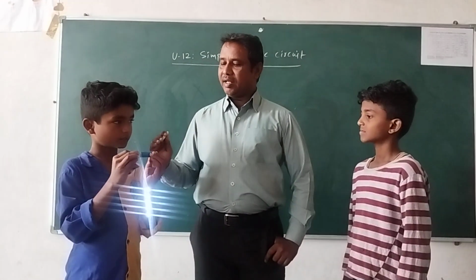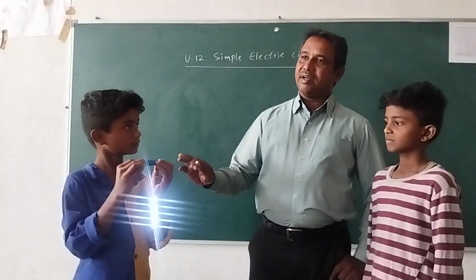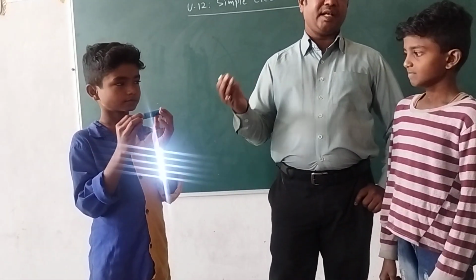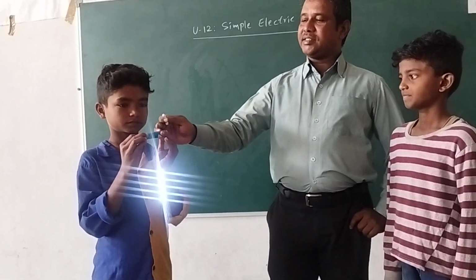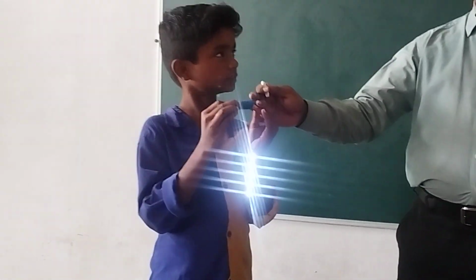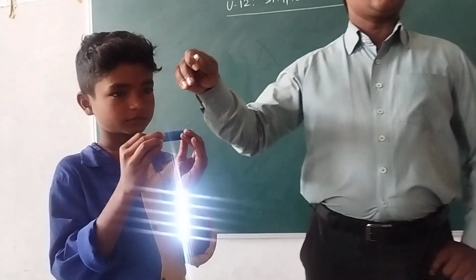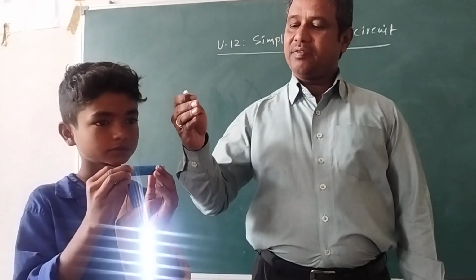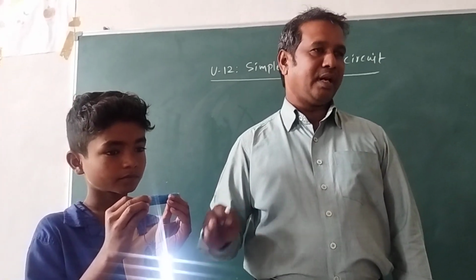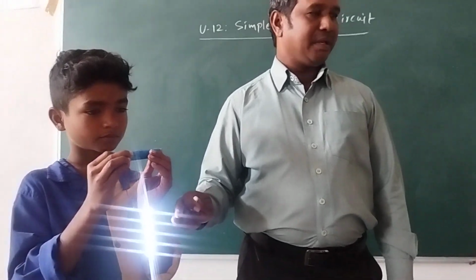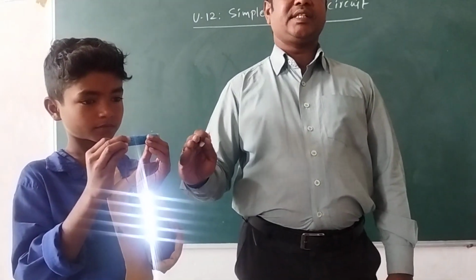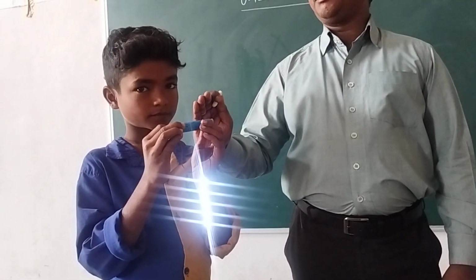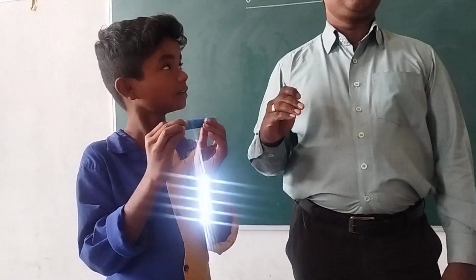Okay. So now you have to understand how we are going to get this light. What is the reason? Because the cell is a source of energy. It will convert the chemical energy possessed by it into electrical energy. So that is why we observe the light here, the glowing of the bulb. Right? So this is simple to understand. Now it is a simple electric circuit.